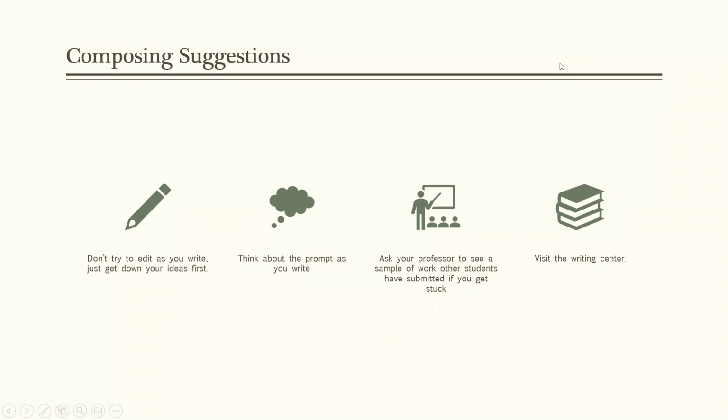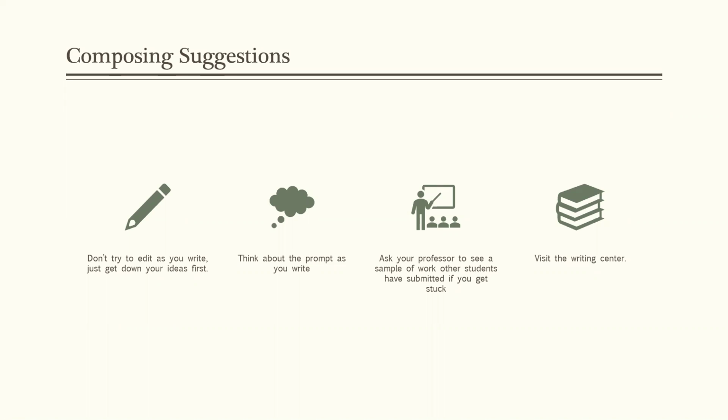So first, here are a couple composing suggestions. Don't try to edit as you write. Just get down your ideas first. It's really distracting if you start to go back and edit as you're writing because you interrupt your train of thought. Instead, focus just on getting all of your ideas down and edit at the end.